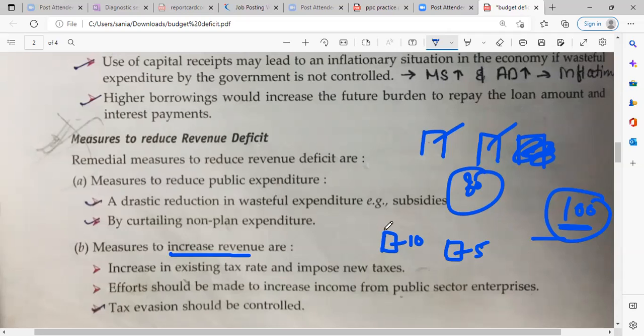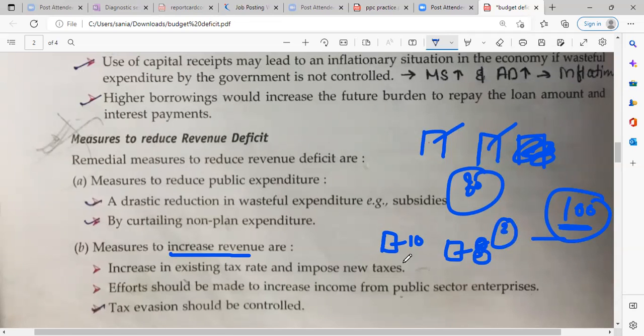So this is subsidy. But right now, I am in trouble, I have already spent lots of money, so I need to reduce my expenditure. Whatever money I'm spending on the public, I have to reduce that. So I will reduce the wasteful expenditure, the subsidies. For example, earlier I was giving you subsidies of 5 rupees. Now this chocolate will be for 8 rupees. I will only give you subsidies of 2 rupees.